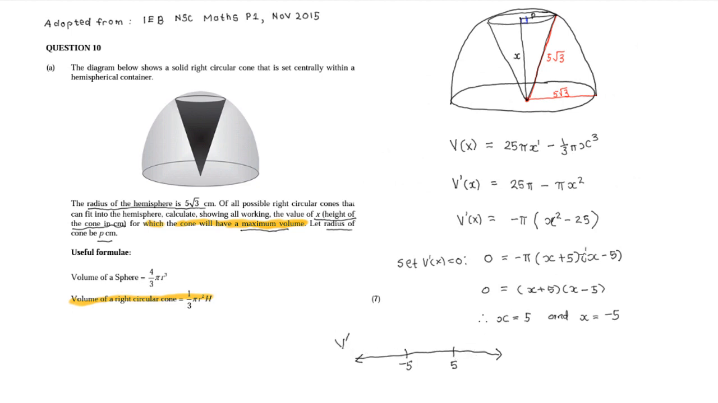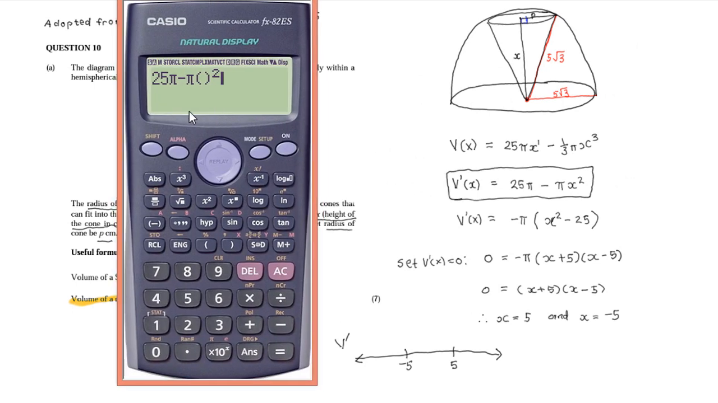These need to be substituted back into our v prime formula, and the easiest v prime formula that we have is this one over here. So you can see I've now inserted the v prime formula into the calculator, so that's 25 pi minus pi times x squared, right? We are then going to choose test values within each interval, and that's going to give us the gradient of tangent lines within each interval, which also tells us whether our original function v of x is increasing or decreasing in that interval.